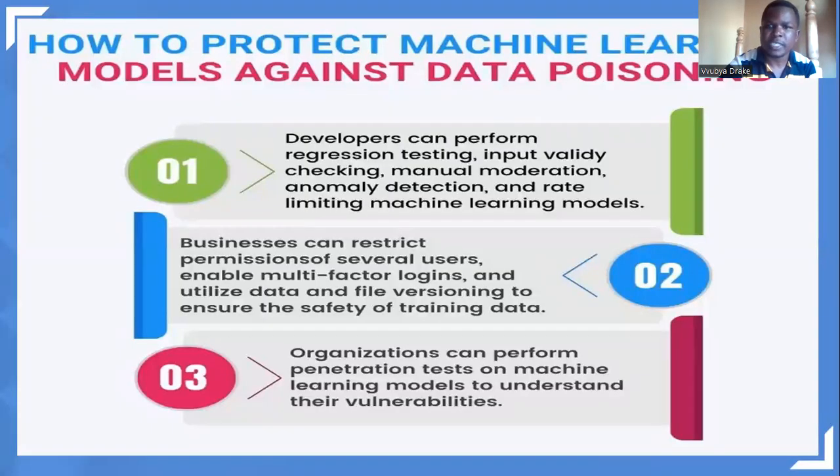Then how to protect machine learning against data poisoning. Data poisoning is inserting an image into this data that won't really be allowed to run on any device. So developers can perform regression testing, data checking, then restricting several users from accessing different points. Then organizers can perform penetration tests to control that.